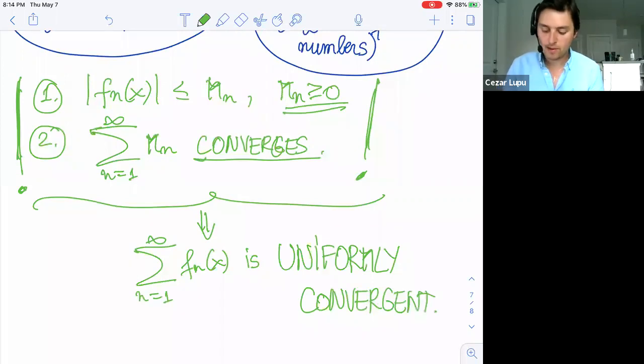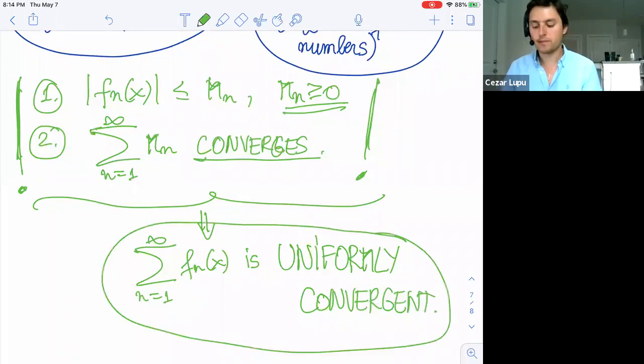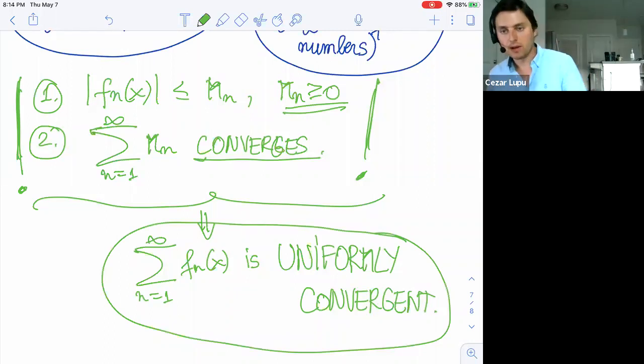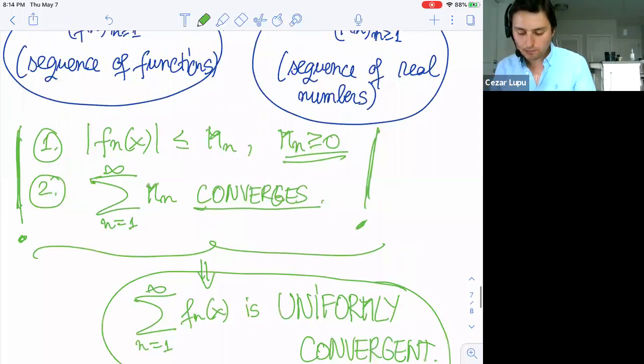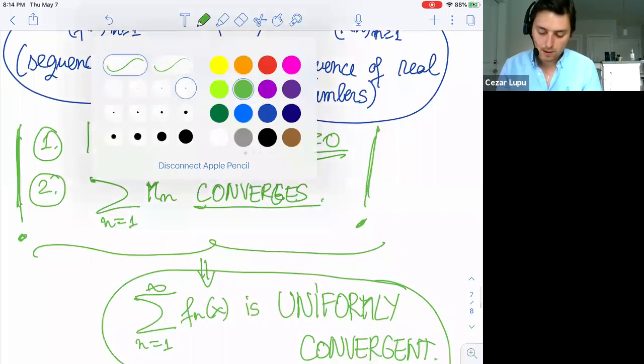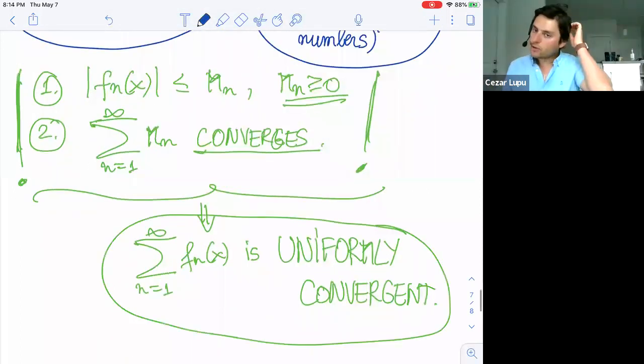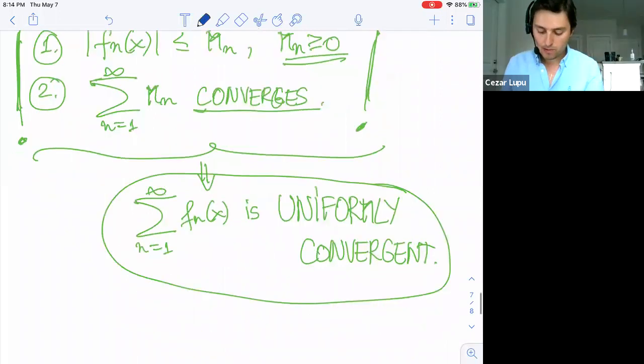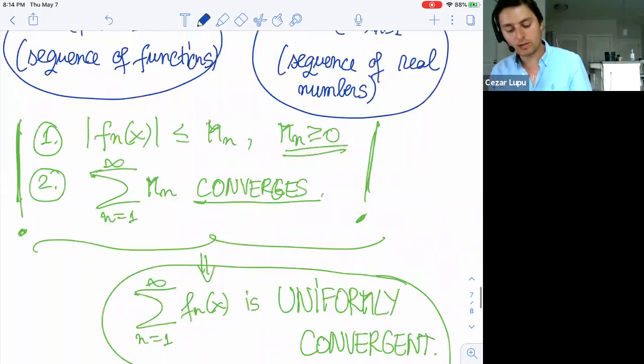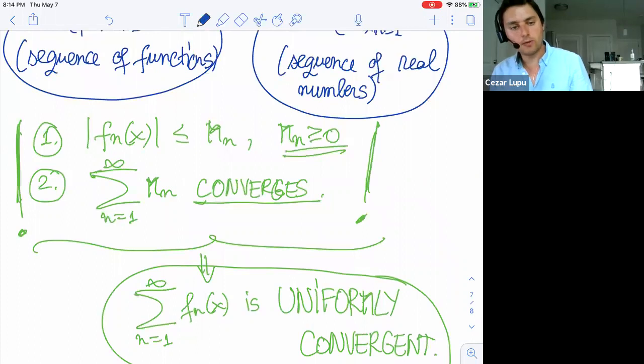That's what the Weierstrass M-test is all about. This is a very, very powerful tool. So now let's use it. So I have to consider, like I said, we want to use this and prove that our sequence of functions will satisfy the two conditions from the Weierstrass M-test, so that we can deduce that it's in fact uniformly convergent on this interval.